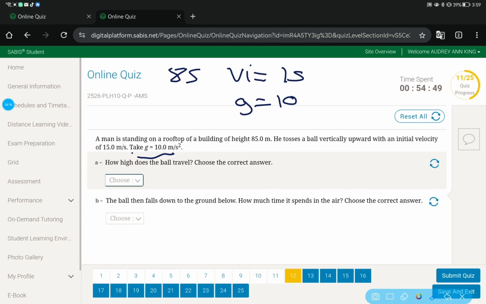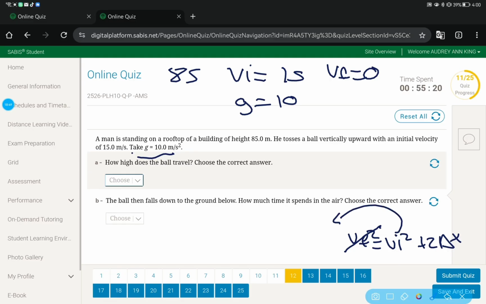And the formula we're going to use for this, also by the way, the final velocity is 0, because when he's tossing it vertically upward, the final velocity at the top is going to be 0. So now the formula we're going to use, I'm going to write it over here. Velocity final squared equals initial velocity squared plus 2a delta x. Now, of course, we can just cancel this 0 out. But now we need to take this one to the other side. So now we get 225.